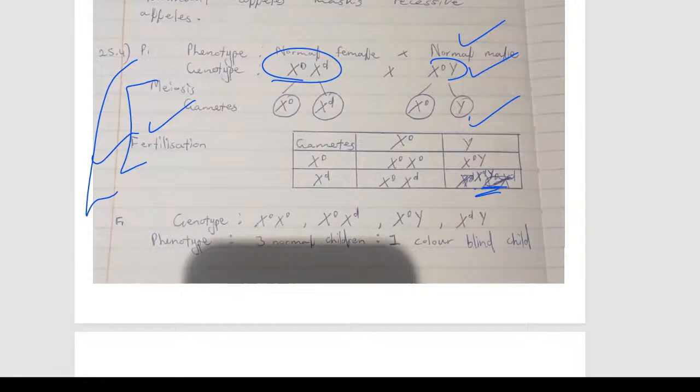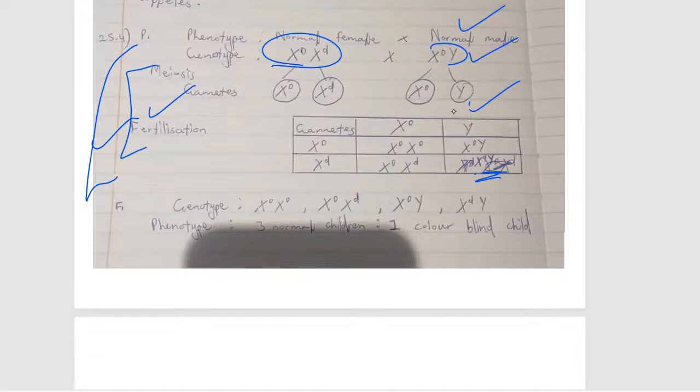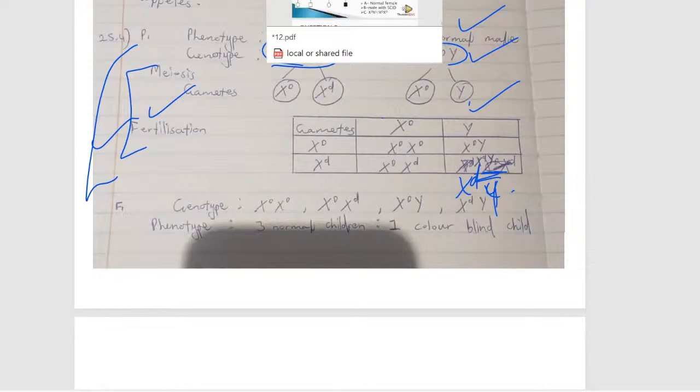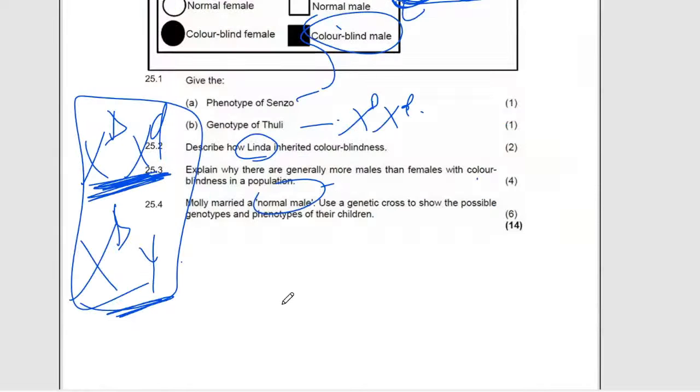It's a recessive X and Y. You're saying what? It's an X with a small d and a Y. Like this? And why? Capital Y, like that. Okay, sharp. Yes. Normal children and then colorblind children. What was the question? Let's go back to the question and find out. Use the genetic code to show the possible phenotypes and genotypes of the children.